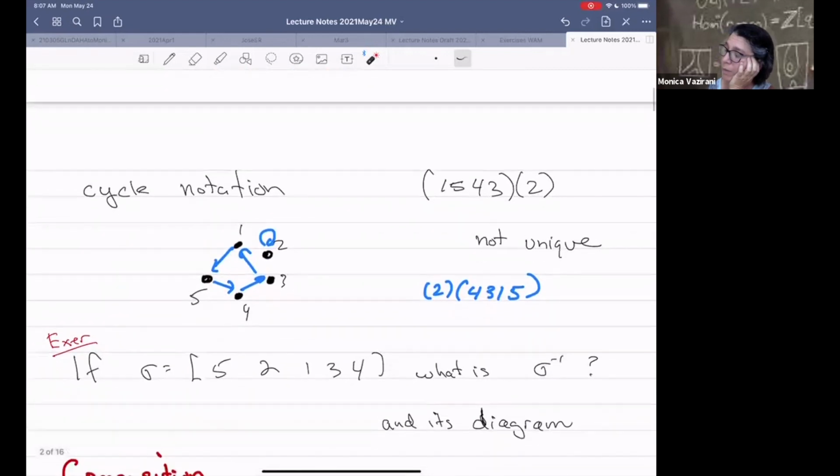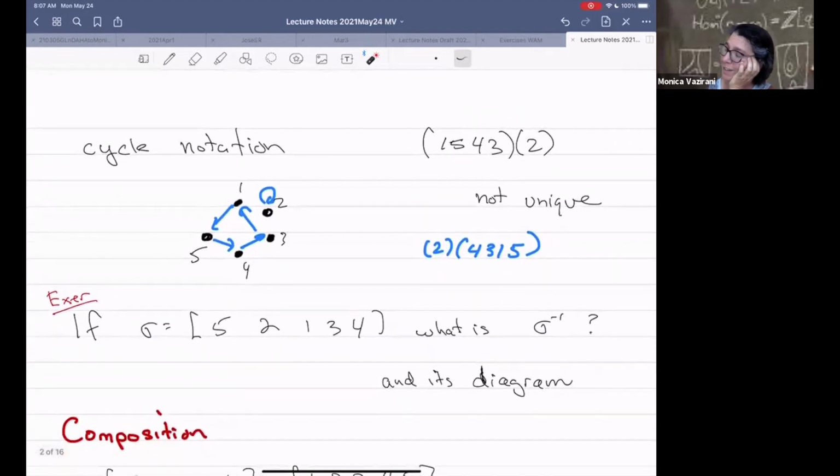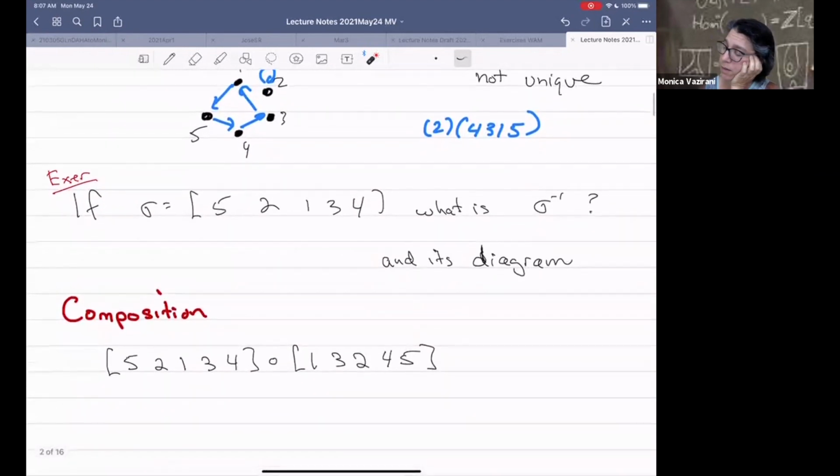But one thing that we'll get to practice in the exercises, if you choose: if I give you a permutation, writing its inverse in list notation, and in particular its diagram, and seeing pictorially what goes on with the diagram when you take the inverse. So if this is something you haven't done yet with the symmetric group, definitely try it in the exercises.